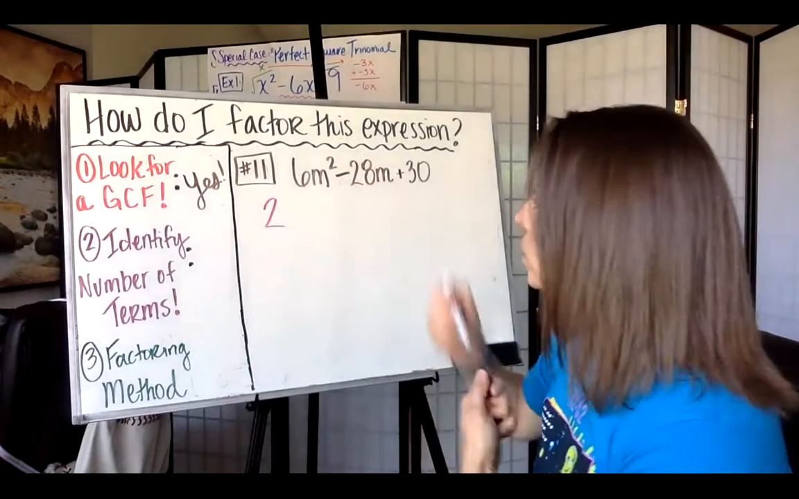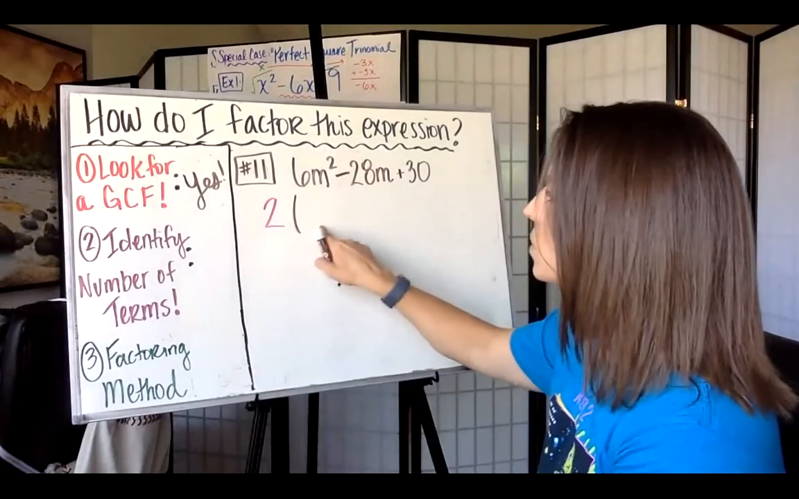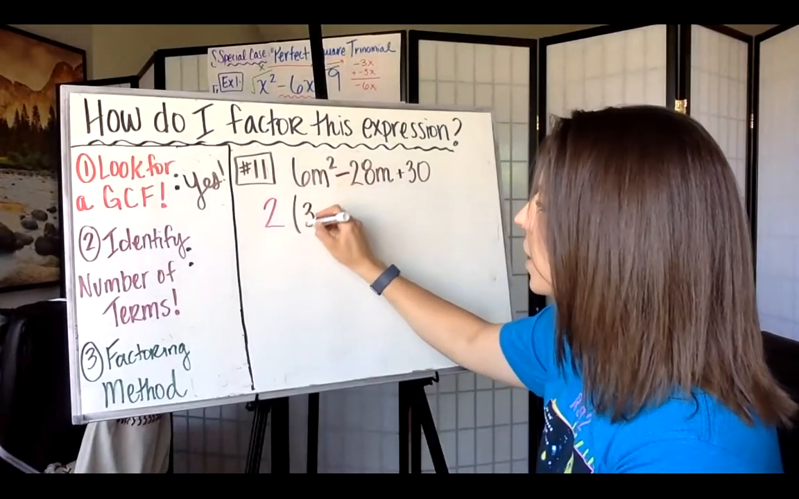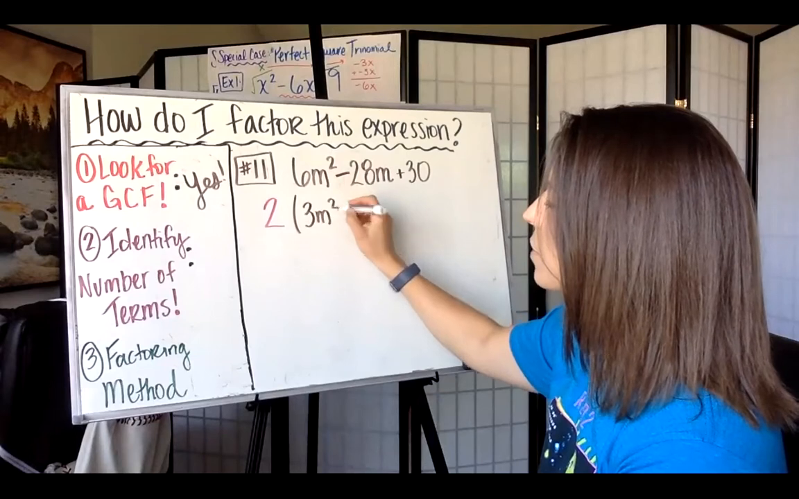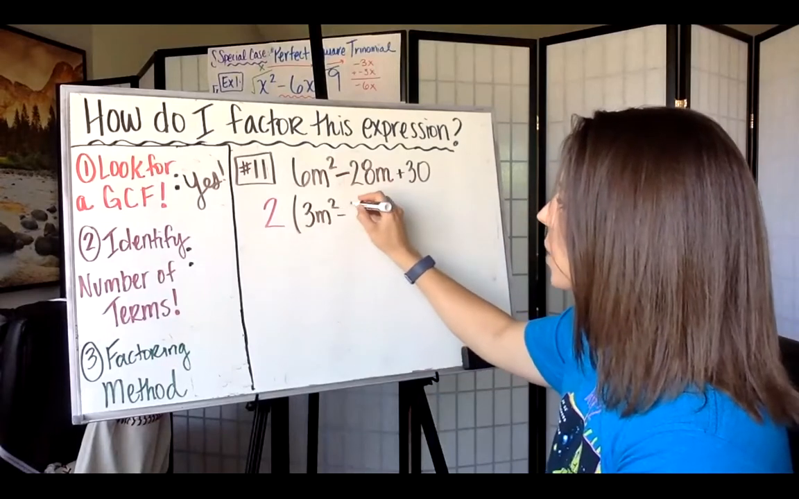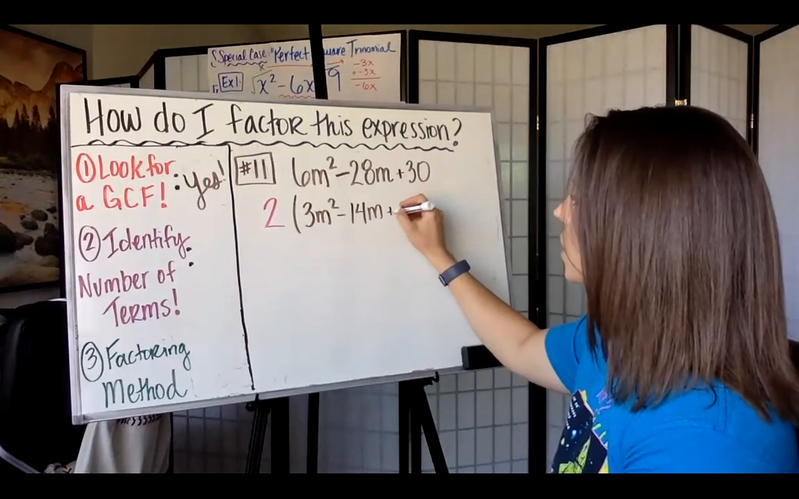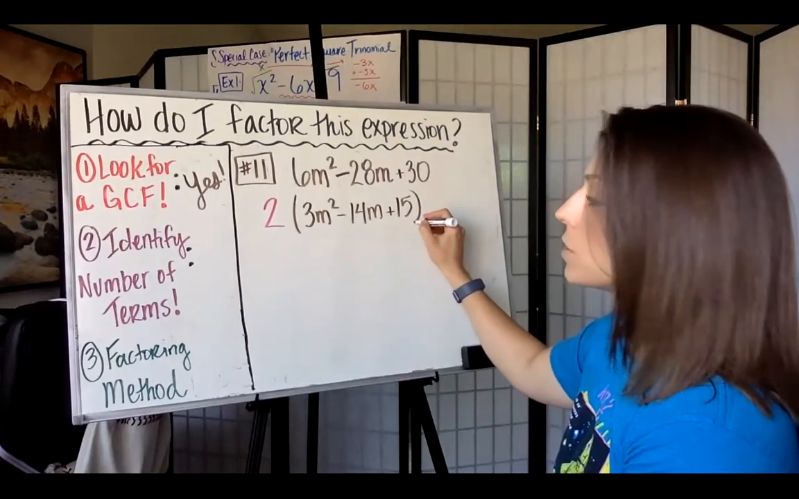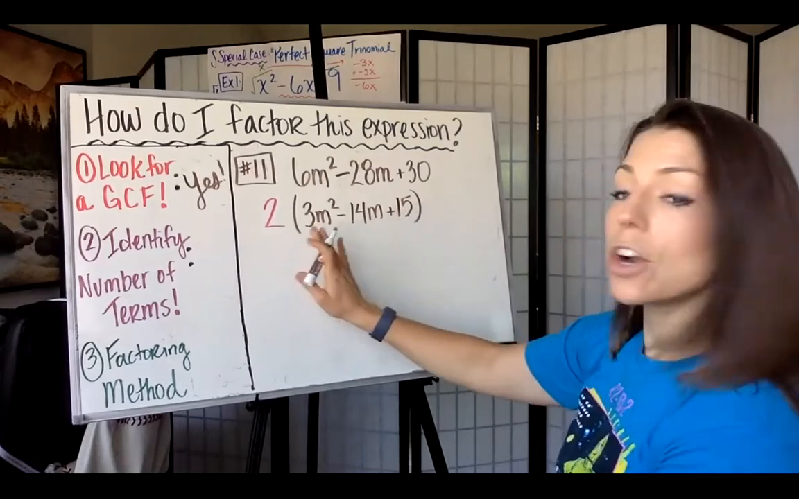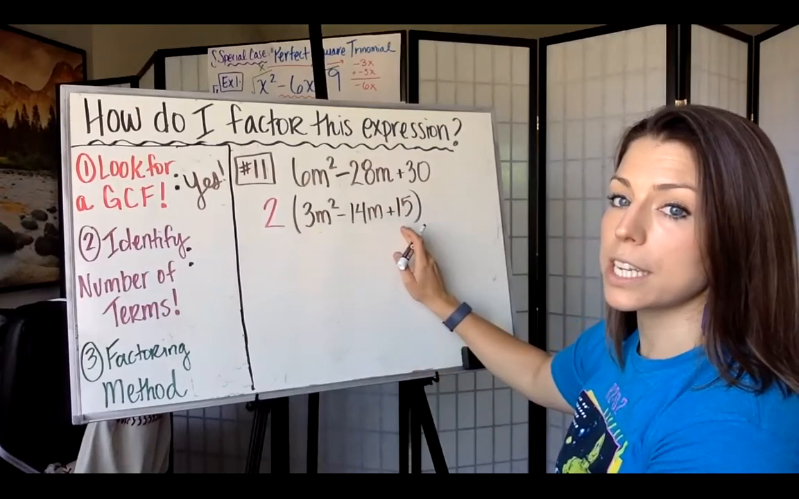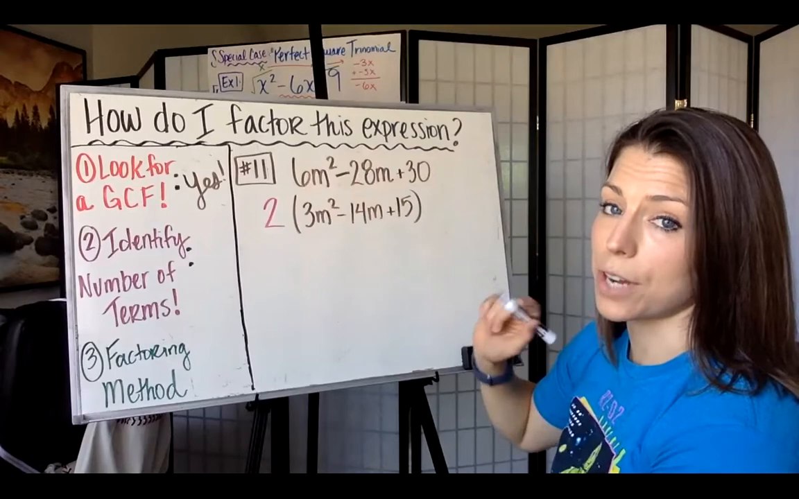So once I factor out 2, what do I have left? 2 times 3 is 6, so I have 3m squared left as my first term. 2 times 14 is 28, so I have minus 14m as my second term. And 2 times 15 is 30, so I have plus 15 as my third term. Notice, I'd rather work with 3, 14, and 15 than 6, 28, and 30.